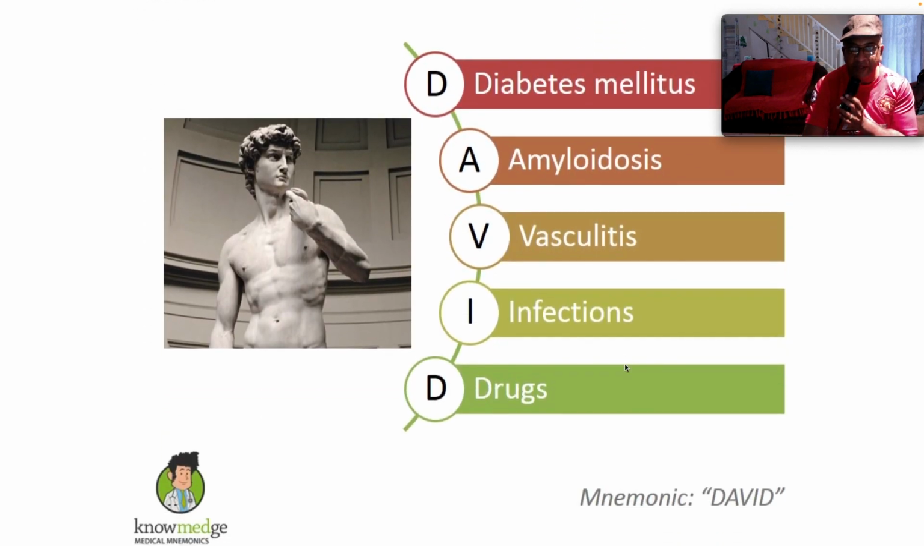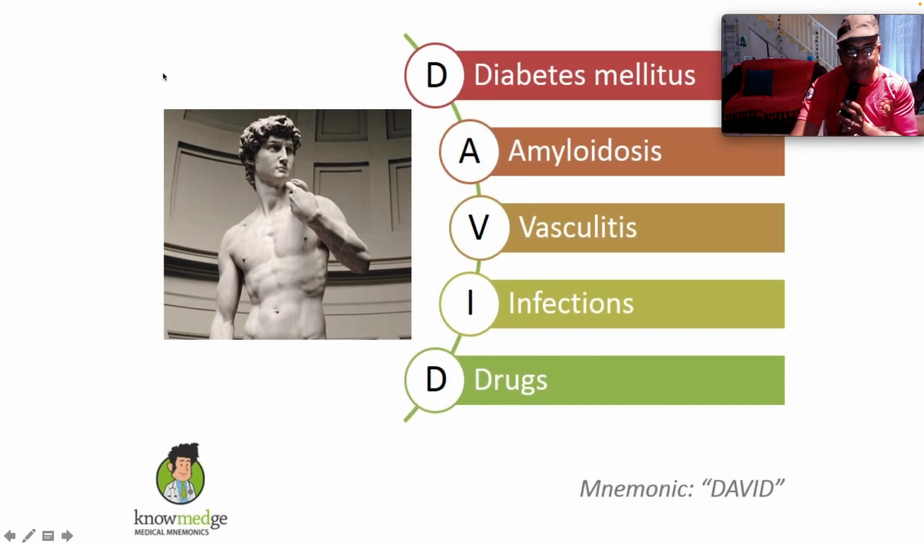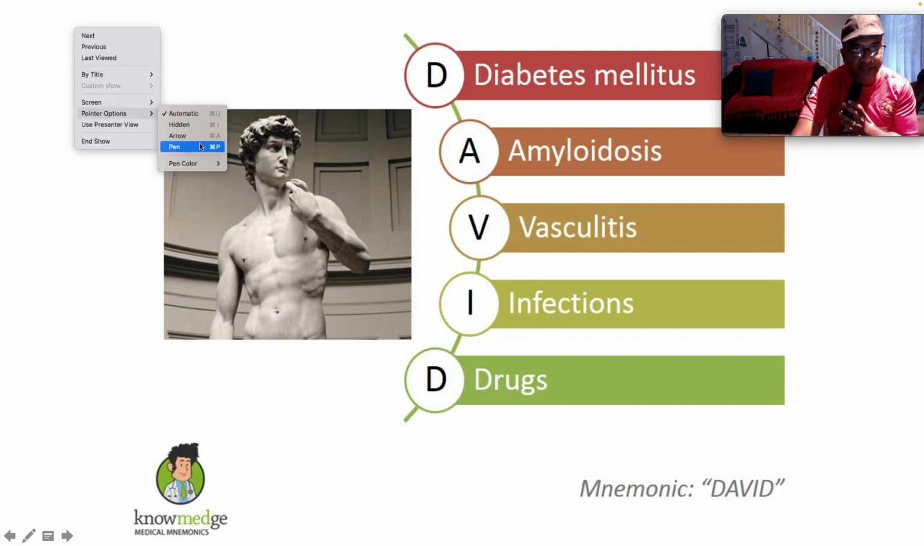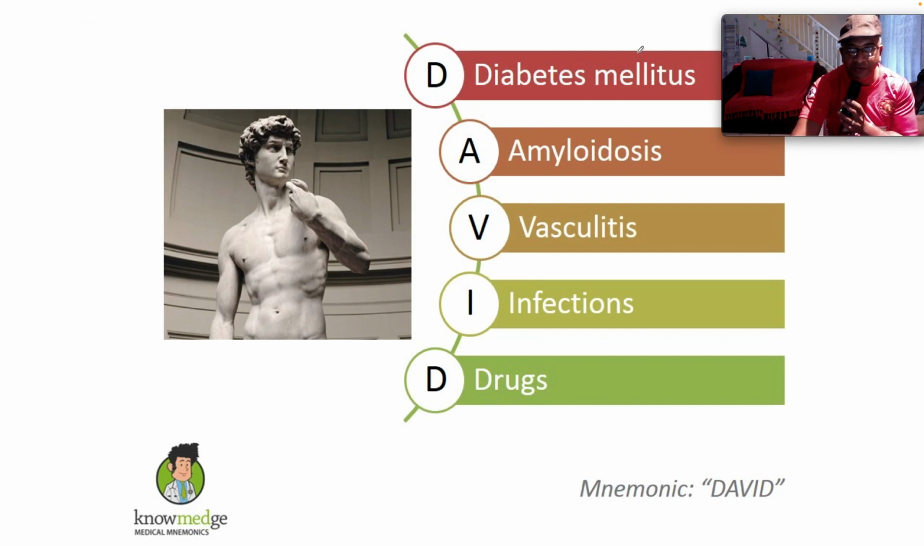FSAM-MD. Nice one. Another way to represent this is with the acronym DAVID. There's a nice statue of King David right here. Nice. D is for diabetes mellitus, A is for amyloidosis, V for vasculitis, I for infection, and D for drugs.